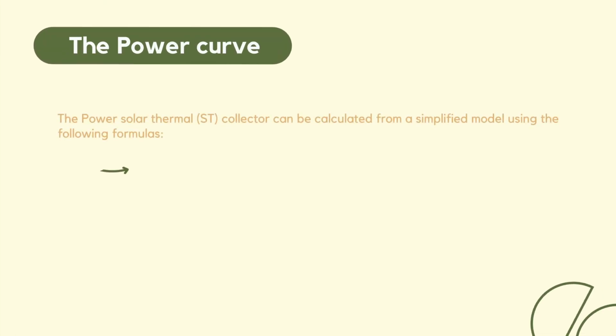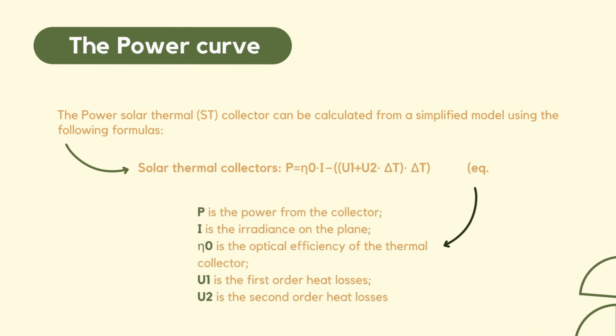All in all, this is the power curve of a solar thermal collector, which can be defined by the power being the optical efficiency multiplied by the irradiance on a certain plane where the collector is located. And then I have all the losses with different coefficients of different magnitude multiplied by the delta T, depending on the operating temperature and the ambient temperature.